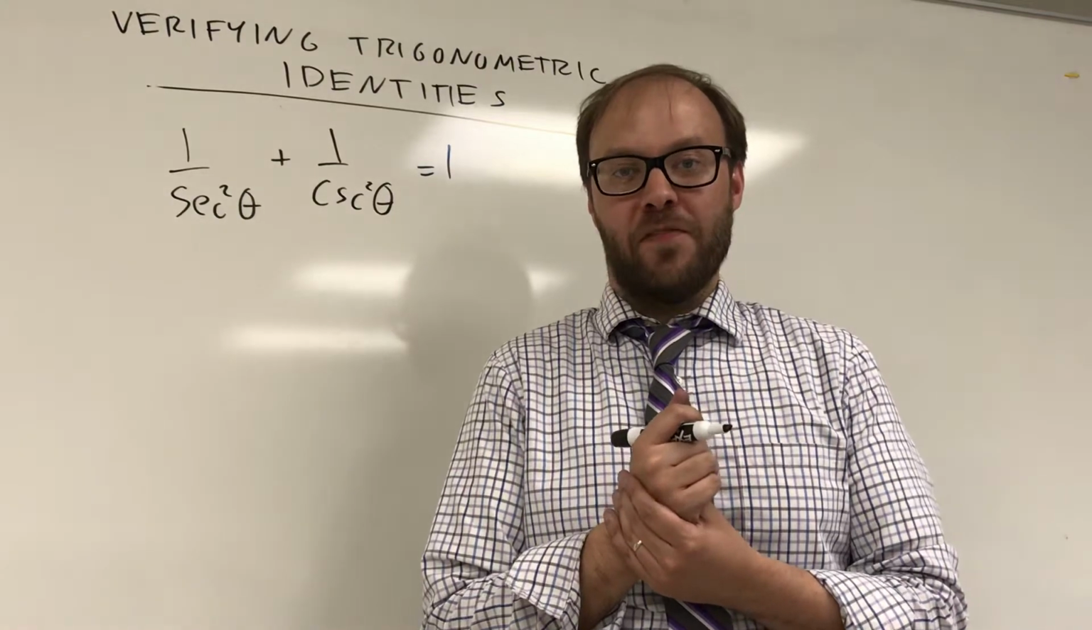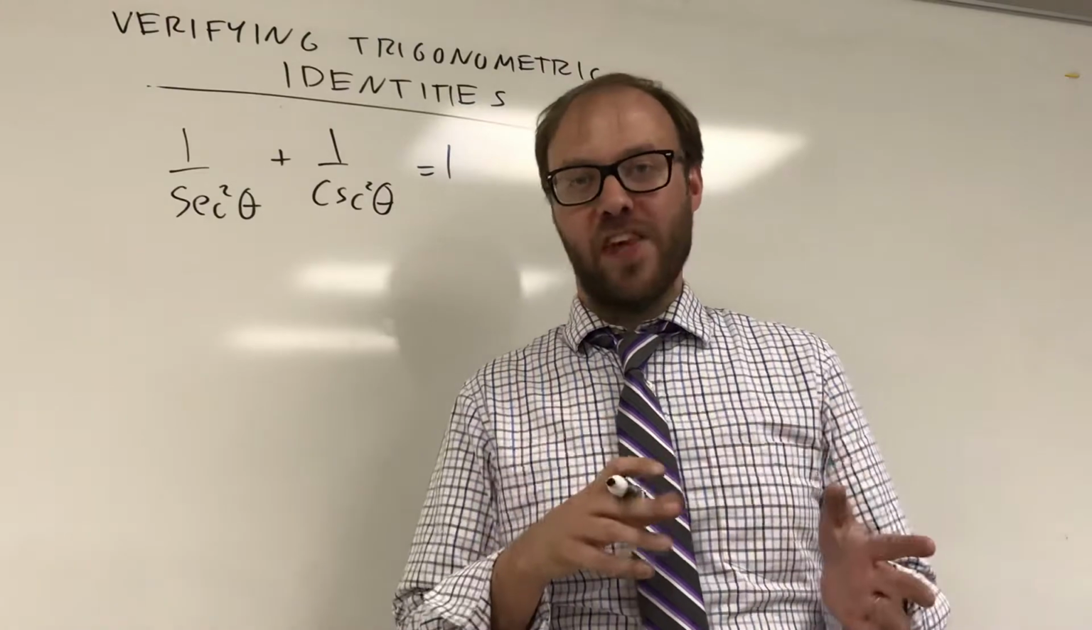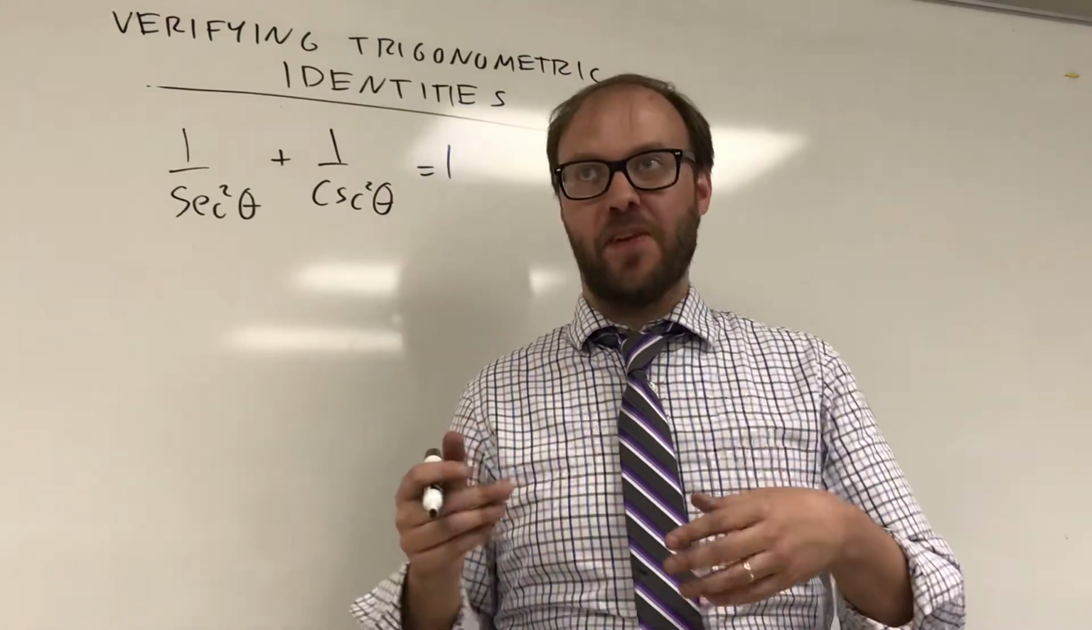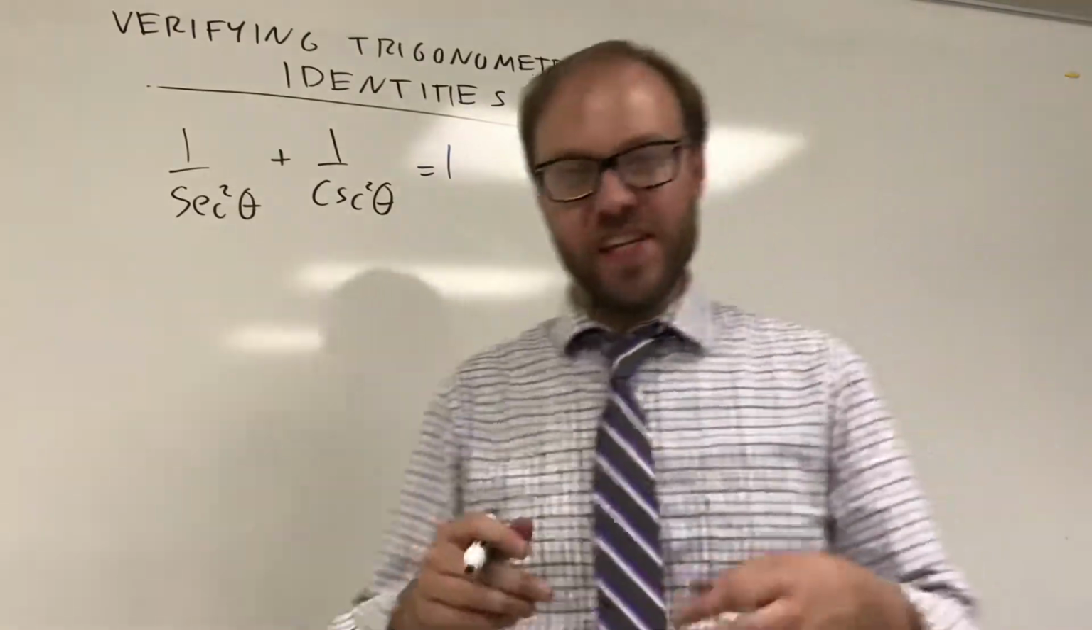I've got another example verifying trigonometric identities problem here. Remember, I want you to make the changes only on one side of the equation. It can be either the right or the left, but you're basically transforming that side of the equation to equal the other side. Usually a step at a time.